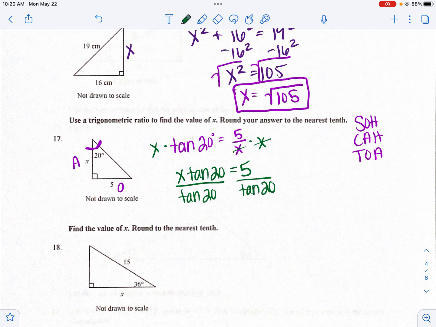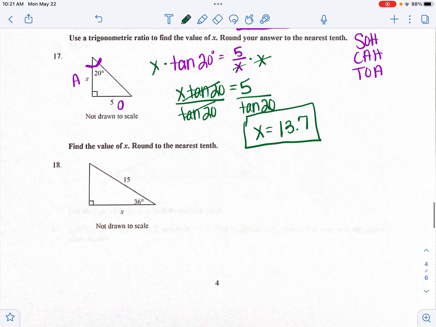So 5. Remember, you're going to need to check your calculator's mode on this one. It should be in degree mode, but just to be on the safe side, I would check it. Again, these two are going to divide out. You get x equals 13.7, rounded to the nearest tenth. So that's the value of that leg, 13.7. That picture is very much not to scale.